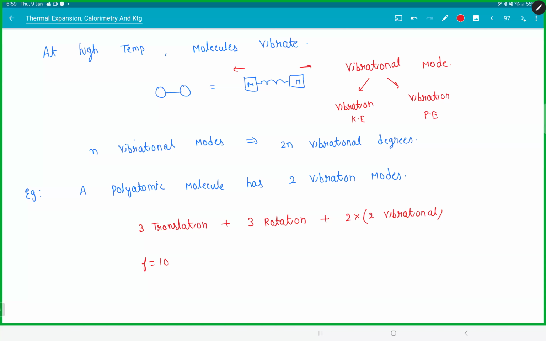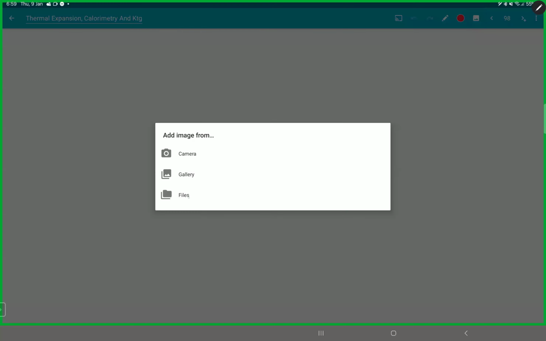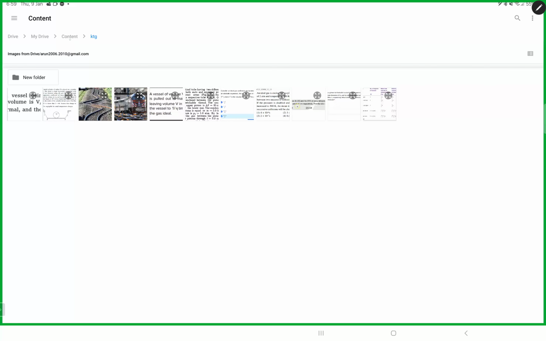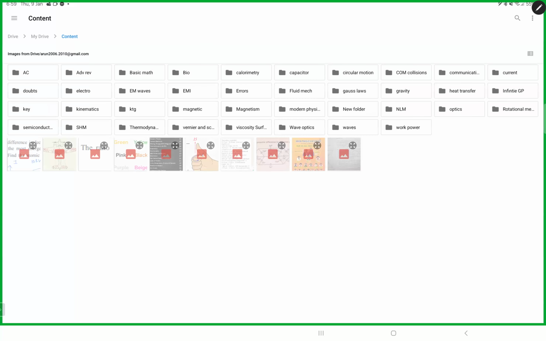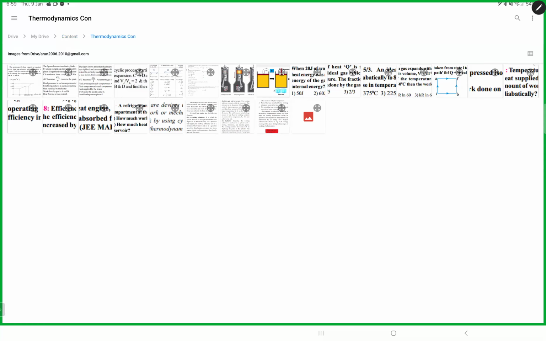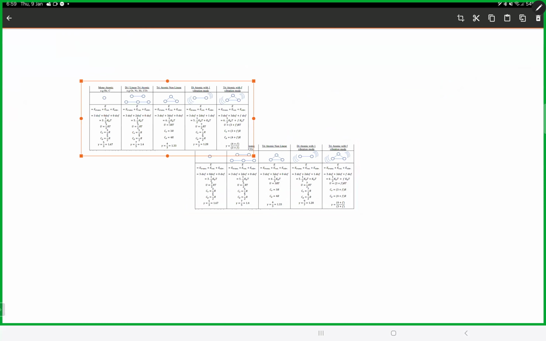So at high temperatures, the molecules will start vibrating. You have to include this vibrational degrees of freedom also. So this is the table which you need to. That's it. The question which I gave you, that is the main thing. If you remember that, it is sufficient. But let me give you the table. In the exam, they actually asked you gamma.